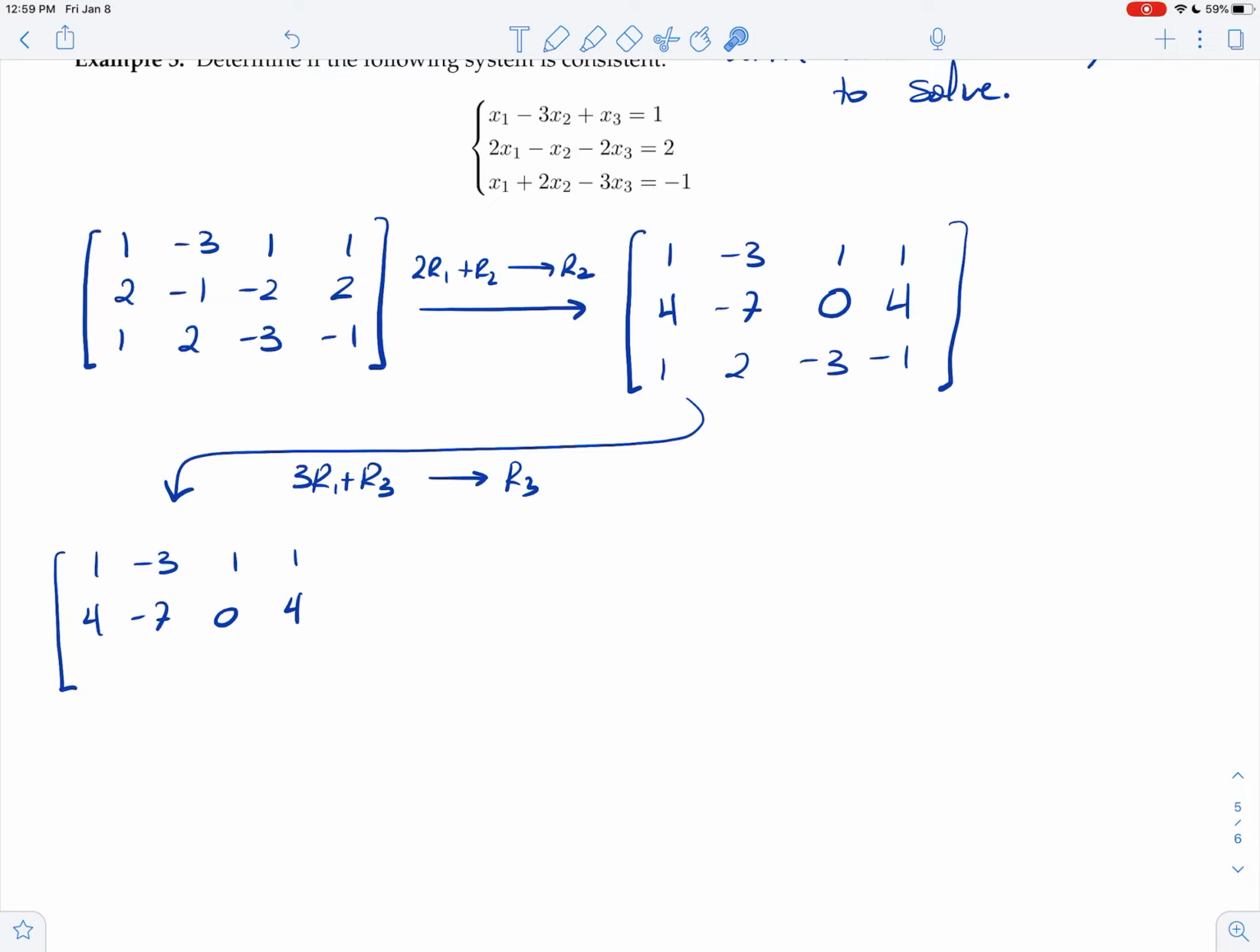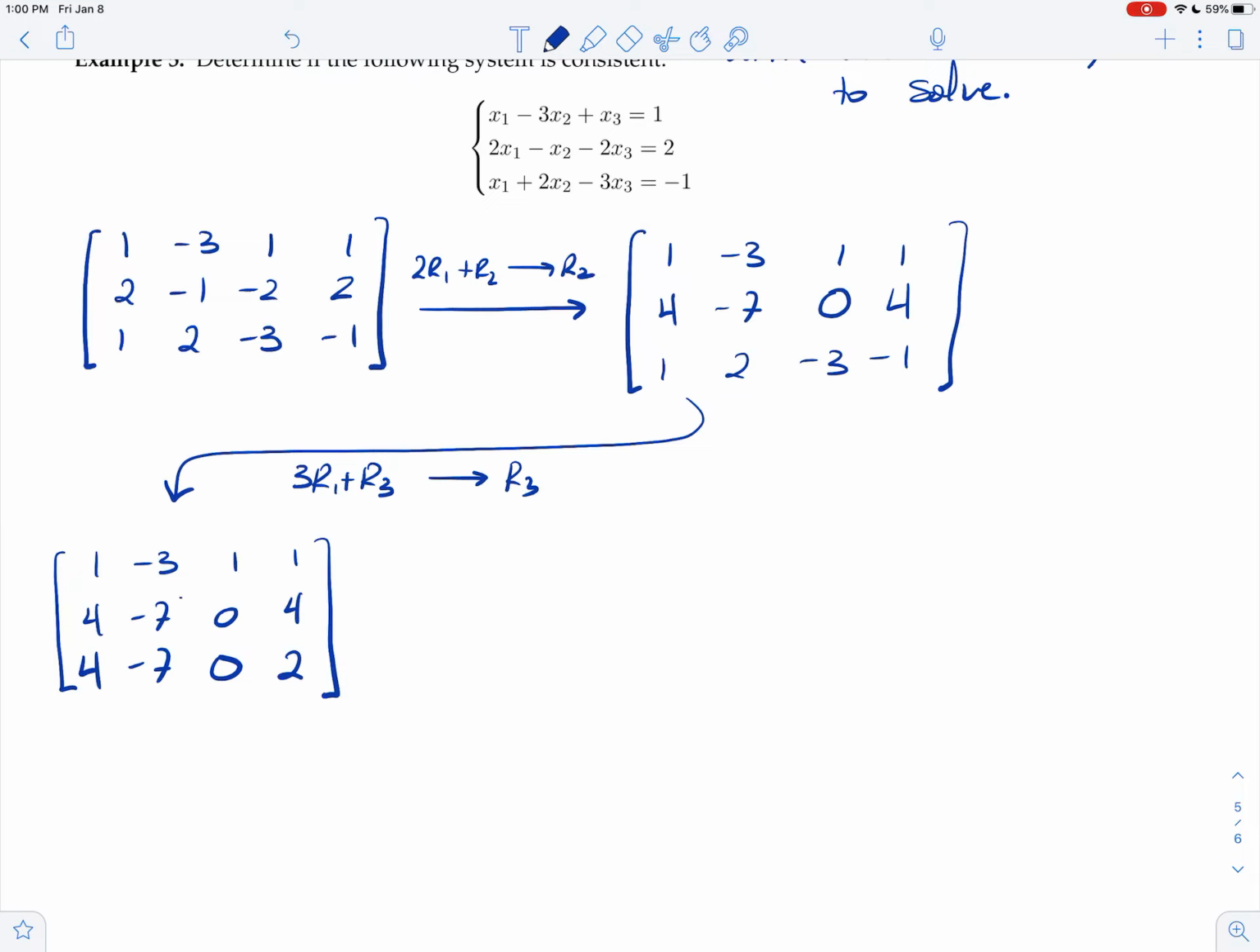Okay, so look back here to see how to do it. So 3 times row 1 plus row 3 gives me a 4. 3 times row 1 is negative 9 plus row 3 gives me a minus 7. Interesting. And then, of course, 3 times 1 is 3 plus minus 3 gives me 0. 3 times 1 is 3 plus minus 1 gives me a 2. And right away, you can actually see that this system is inconsistent.